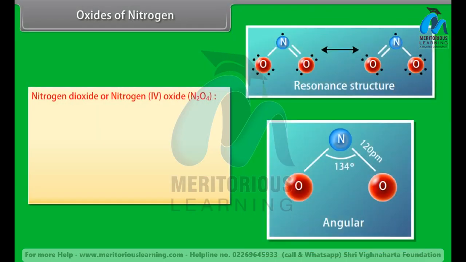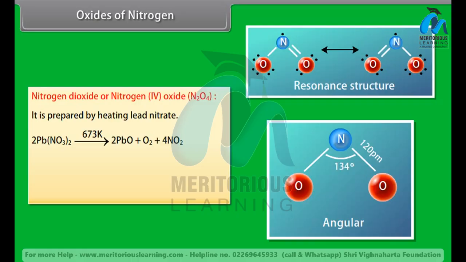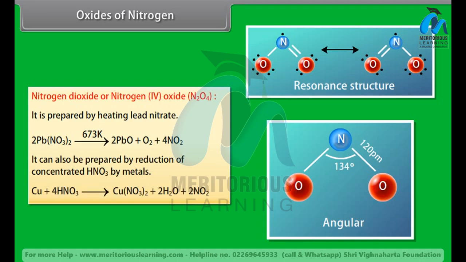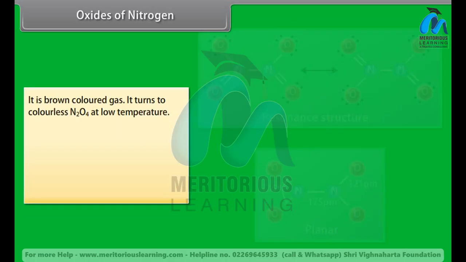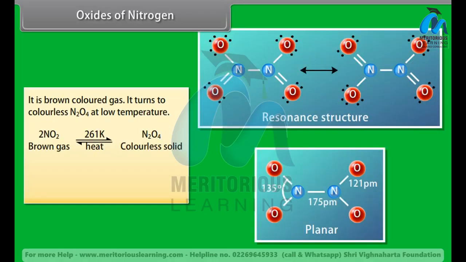Nitrogen dioxide or nitrogen(IV) oxide. It is prepared by heating lead nitrate. It can also be prepared by reduction of concentrated HNO₃ by metals. It is a brown-colored gas. It turns to colorless N2O4 at low temperature. It is acidic in nature.